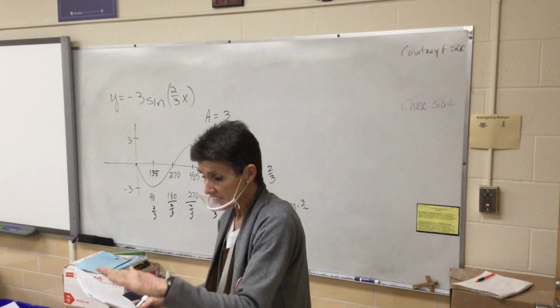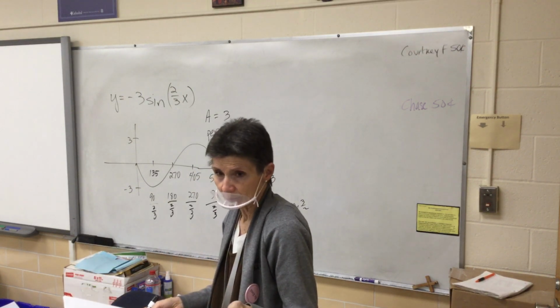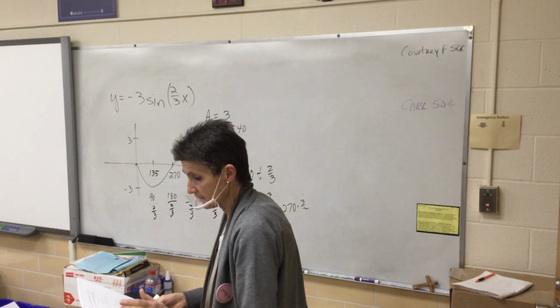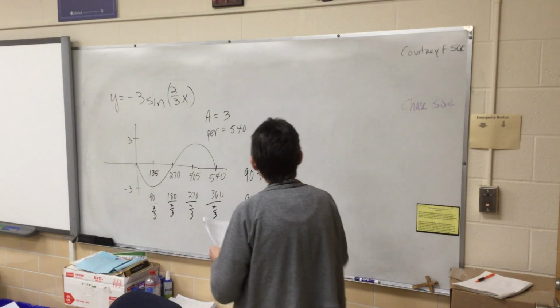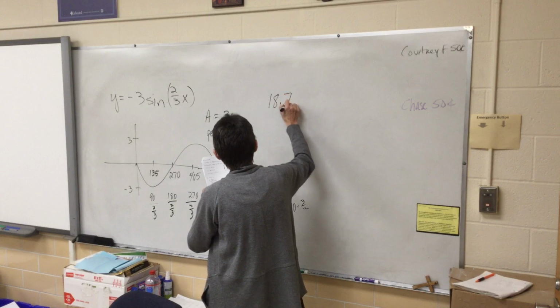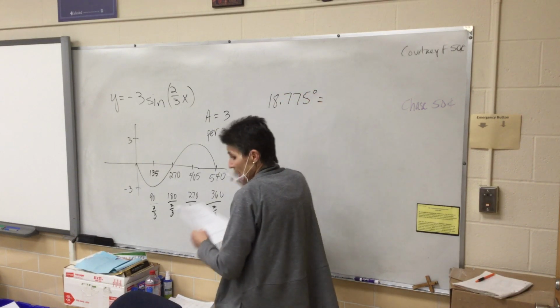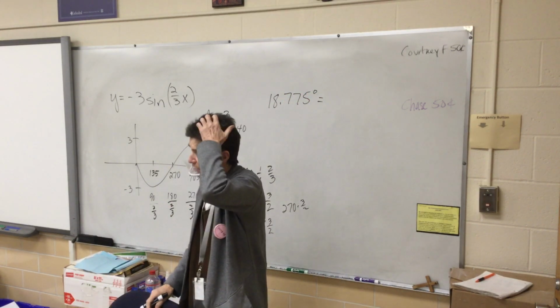All right, now this page, everything's on the calculator. I need the calculator for all of these problems. So convert to degrees, minutes, seconds. We have 18.775 degrees, and we're converting that to degrees, minutes, seconds.